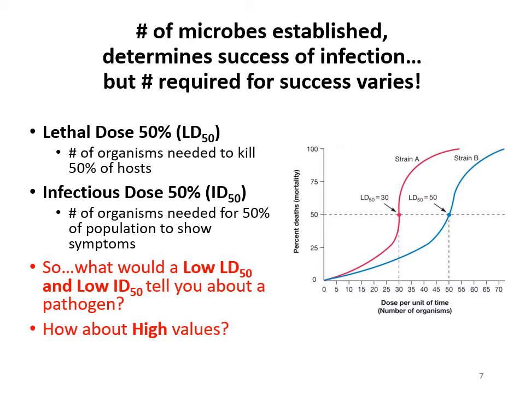So for the first question that I have highlighted in red, this one here, a low LD50 and/or a low ID50 tells you the pathogen is very virulent. Okay, so for this one, write very virulent. Whereas a high value would tell you not very virulent. Okay, low virulence, not a strong pathogen. So make sure you're very comfortable with those two terms, and if you need a little clarification, just send me a Remind message or an email.